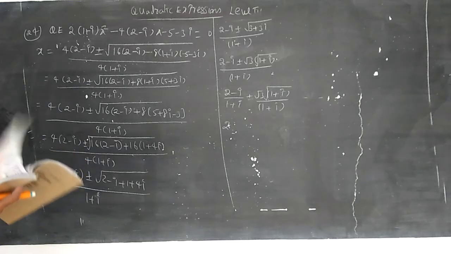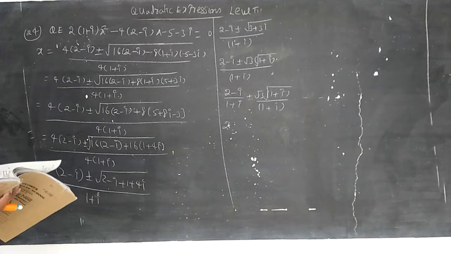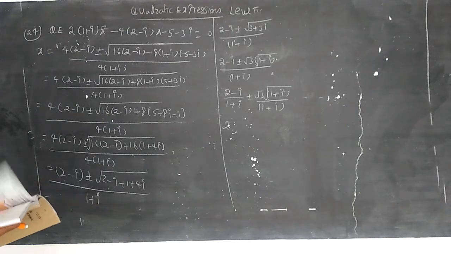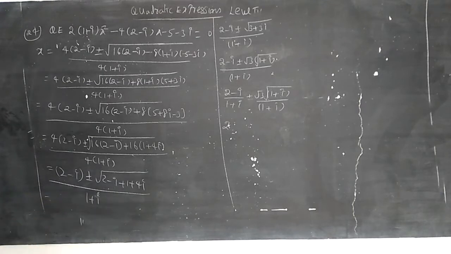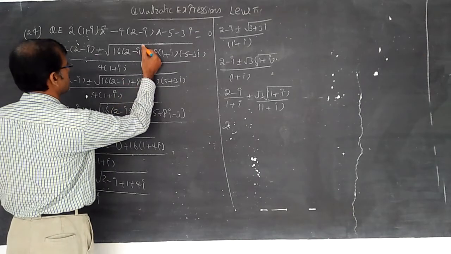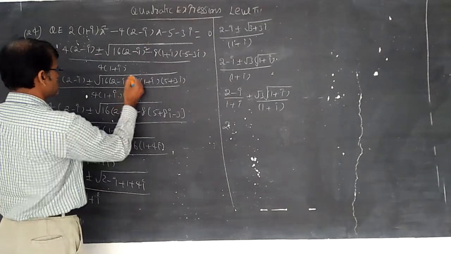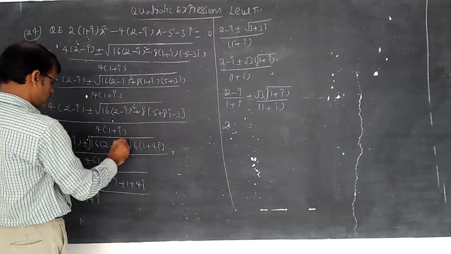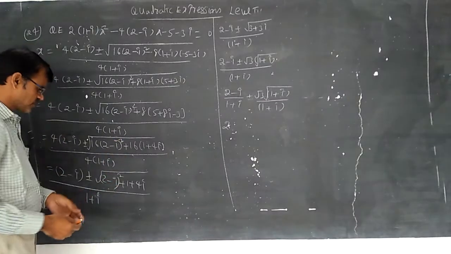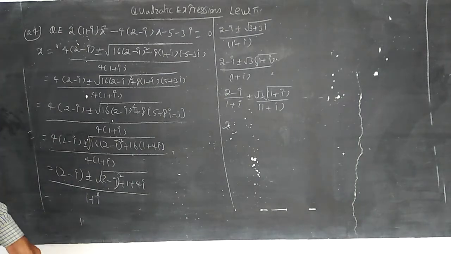Let us see the question number 24. Here we got the proper value, 16 into 2 minus i whole square. I did wrong, students. Minus b plus or minus root of b square. Until here it is okay. Now it is wrong. Now let us discuss.